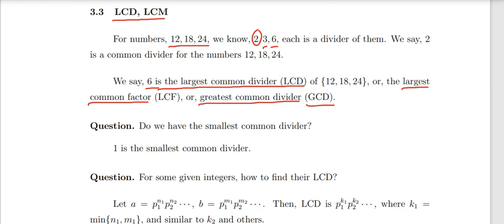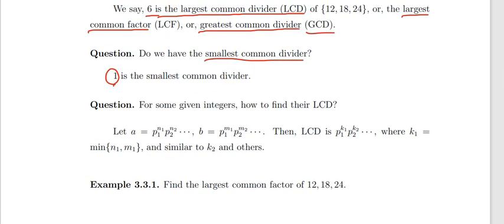So do we have a smallest common divisor? Do we have a smallest common divisor? Answer is yes. The smallest is just 1. 1 is always a factor of any other number, right? But such a conclusion is useless, because the smallest common divisor always is 1. So here we have not much interest in that. So we just focus on the largest common divisor, right?